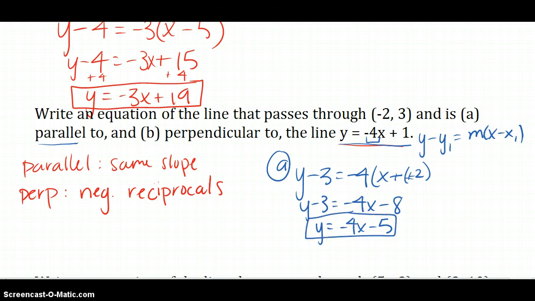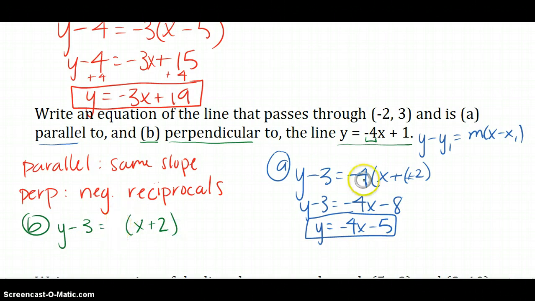So now if we do B, over here, part B says that now we're perpendicular to this line. So if we're perpendicular to this line, that means that our slope is going to be a negative reciprocal of -4. We're doing the same thing, except now we have a different slope. So everything's the same. y minus 3 equals, except our slope.